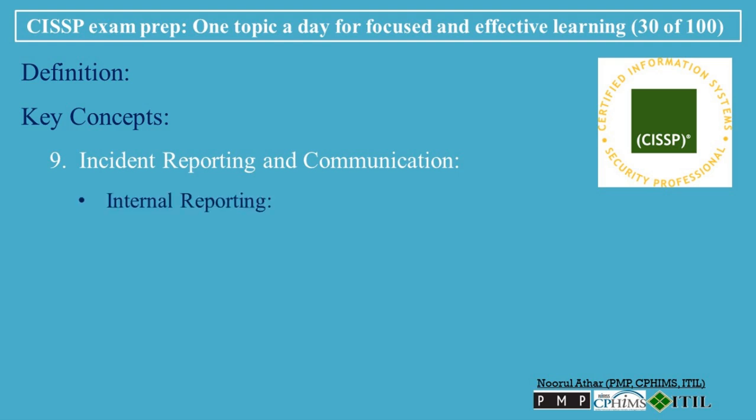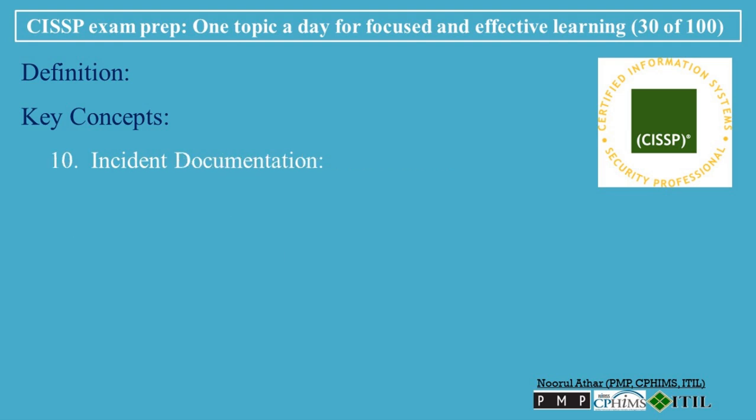9. Incident reporting and communication. Internal reporting. All employees should know how to report suspected security incidents, and incident reports should be handled promptly by the incident response team. External communication. In the case of a significant breach, organizations must communicate with affected stakeholders, regulators, and possibly the media. Public relations teams may be involved to manage the organization's reputation.